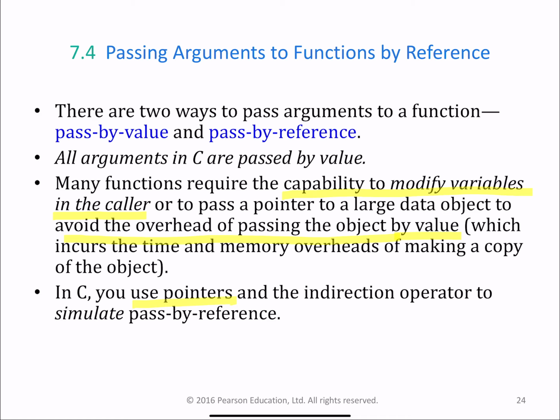In section 7.4, we will look at passing arguments to functions by reference. There are two ways to pass arguments to functions. One we are already familiar with, that is pass by value. The other one that we're going to look at now is called pass by reference. So far, all the arguments we've seen being passed in C to functions as arguments were passed by value, with the exception of arrays, of course.